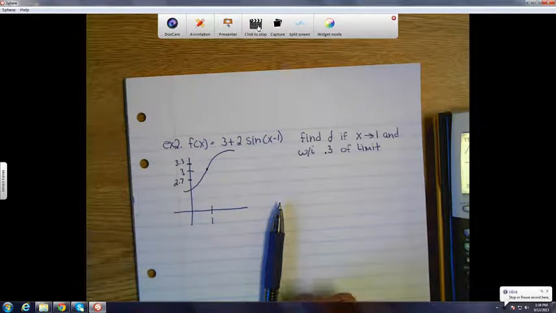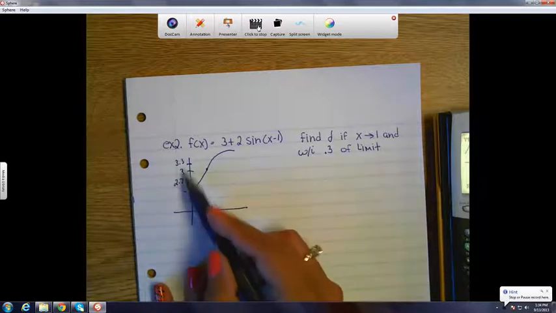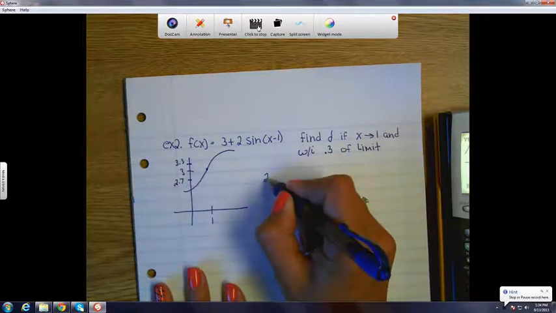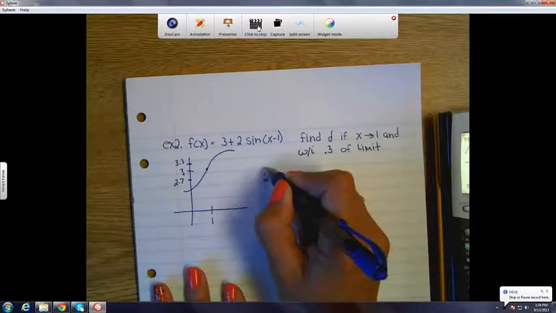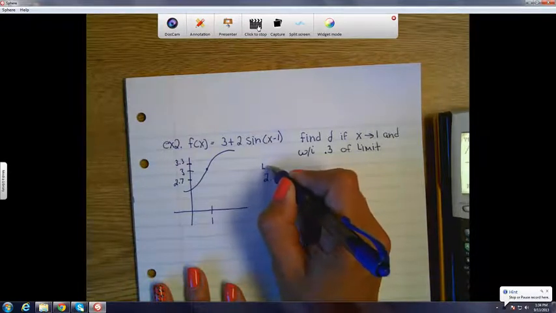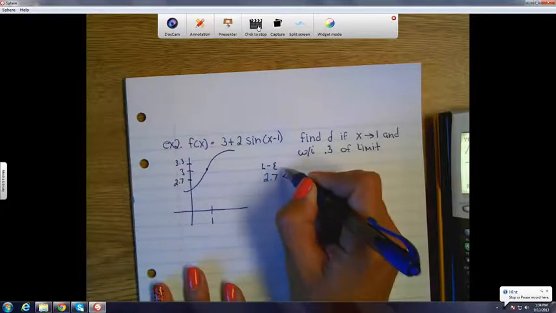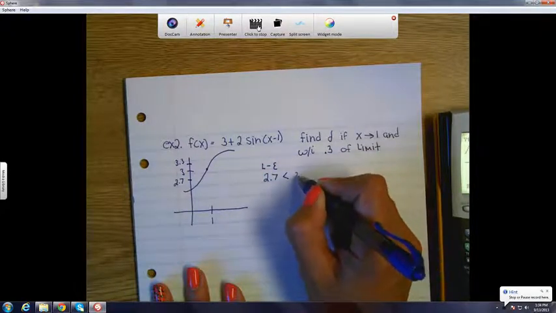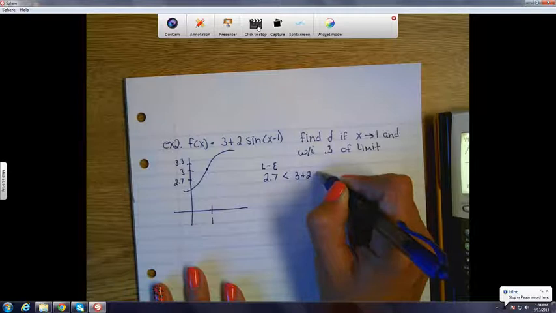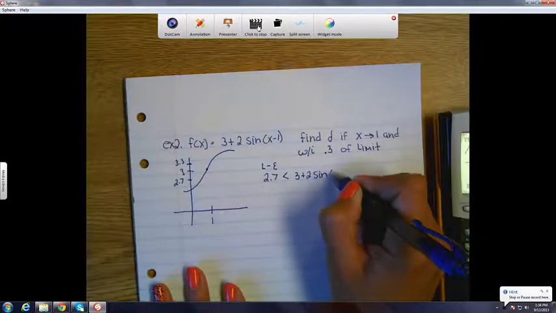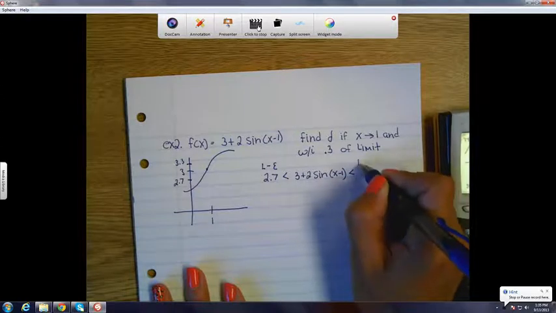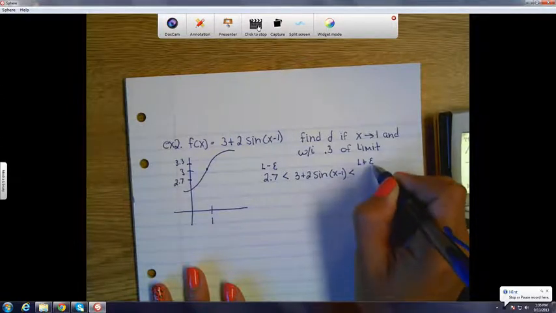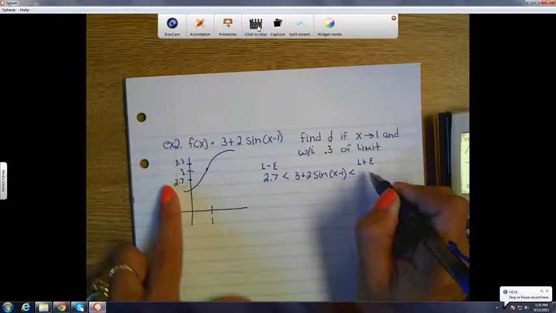Okay, back to it again. Ready for the triple inequality. So we've got our boundaries. 2.7 less than, oh, I should go the limit minus the epsilon is where that came from. The function is 3 plus 2 sine x minus 1 less than, and on this side we want the limit plus the epsilon. That's our 3.3.